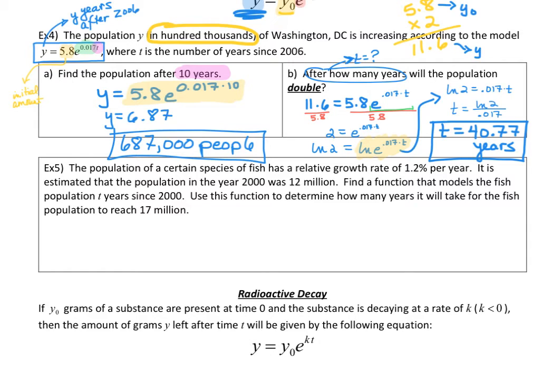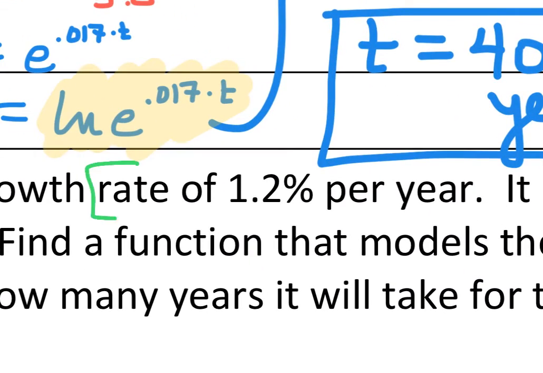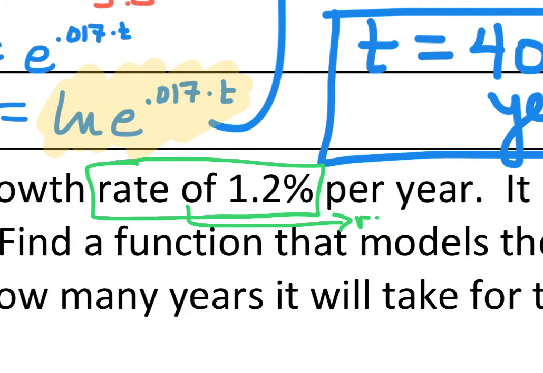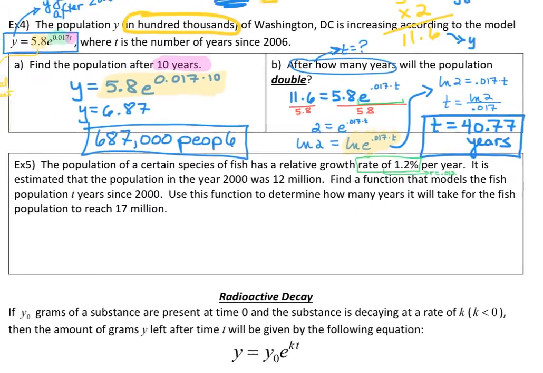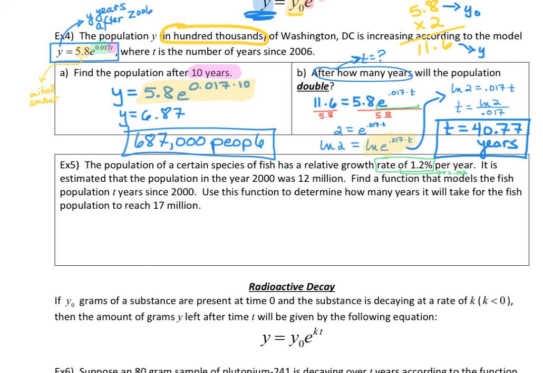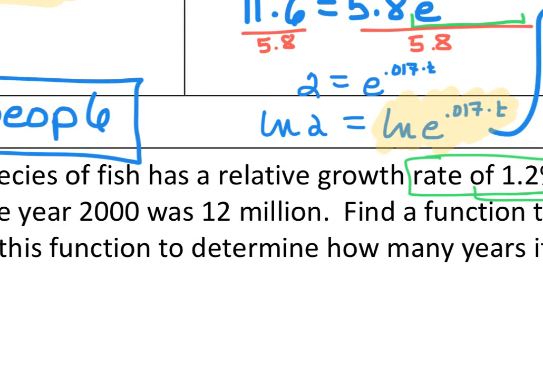Okay, so the growth rate here is 1.2%. That means that R is equal to 0.012. And the population in the year 2000, you don't need the number 2000. What you're saying here is that the initial population, this 12 million, y sub 0, is your 12 million.